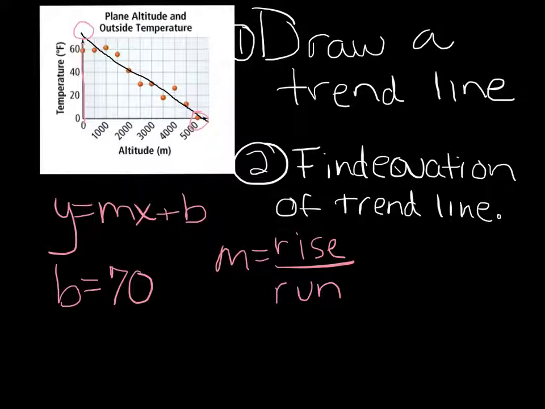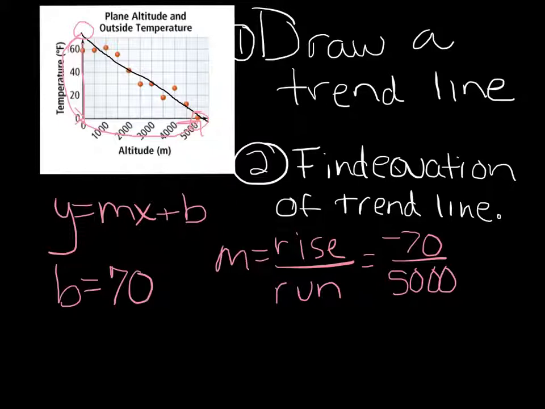So our rise, we're going to go down all the way to 0. So our rise would actually be negative 70. And then our run, we're going to go all the way over to 5,000. So our run is going to be 5,000. Now, if you notice, we have one negative sign, which means our slope's going to end up being negative, which makes sense because we have a negative correlation. Negative correlation means you're going to have a negative slope. Positive correlation means you're going to have a positive slope.